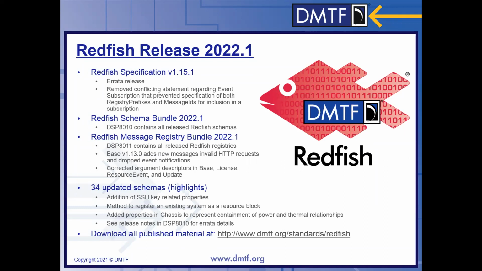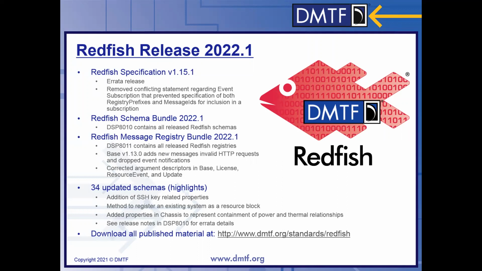The schema bundle, DSP 8010, contains all the updated schemas that are part of this release. There were also updates to our message registry bundle: a revision of the base message registry that added some additional messages around invalid requests, and some errata around argument descriptions in several of the registries. That bundle is also available. In the schema bundle, there were a total of 34 updated schemas. All those are minor additions, and we'll go through that list.